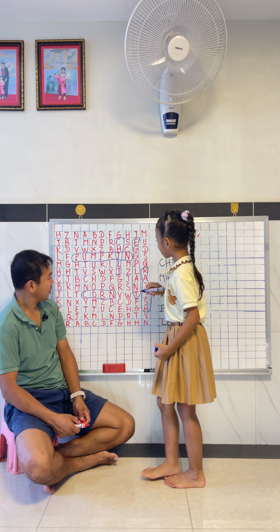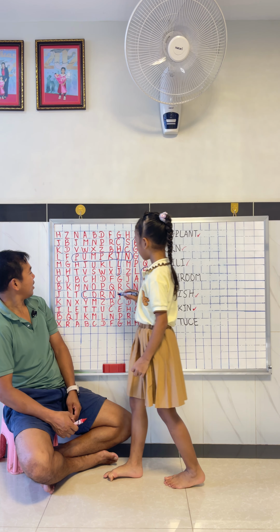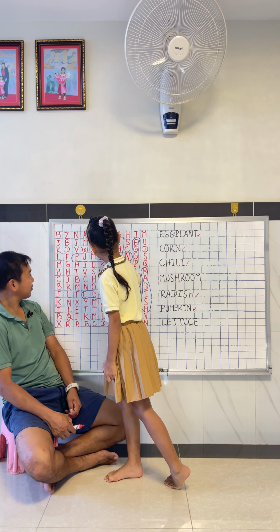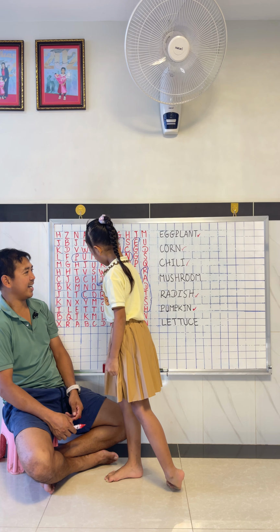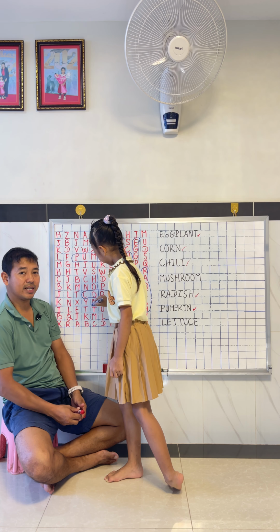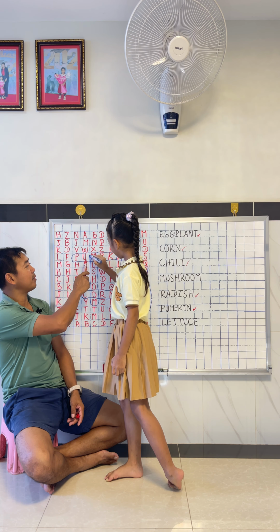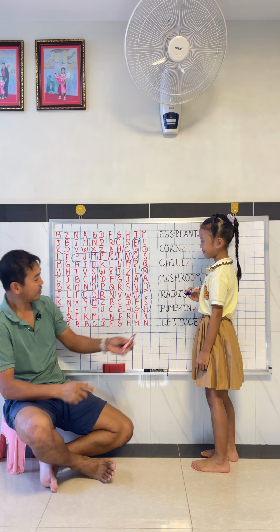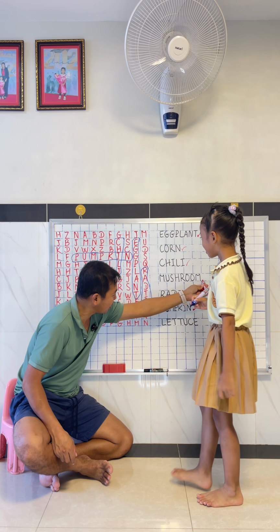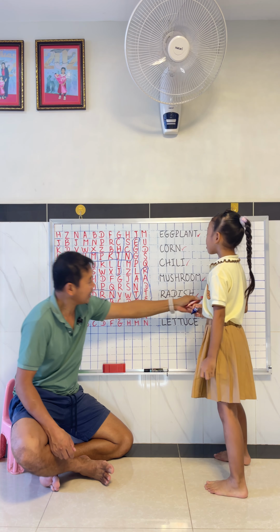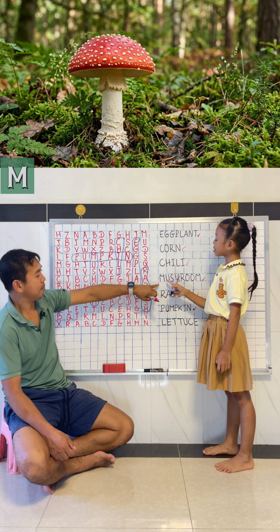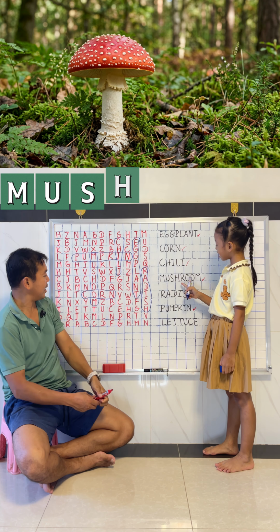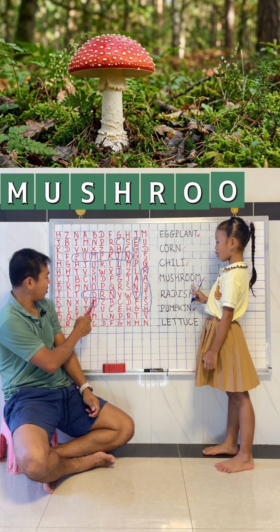I need to see mushroom. Yeah, please find together. Okay, mushroom you already see. Mushroom, let's start from letter M, finish with letter M. So I circle it for you. And then spelling mushroom. M-U-S-H-R-O-O-M.